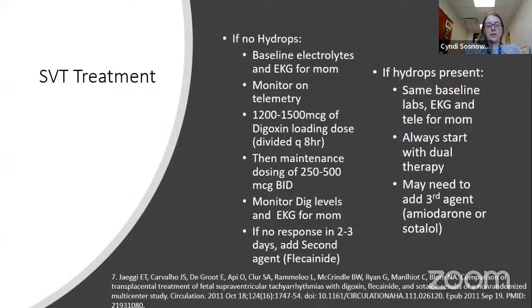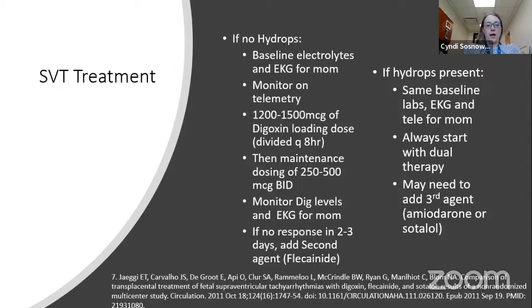When it comes to treating SVT, the difference is whether hydrops is present or not. But either way, once you diagnose SVT and you're going to treat, mom needs to be admitted inpatient because the medications we will be giving her can cause toxicity and arrhythmias, and we really need to keep a close eye on mom. Usually adult EP may be consulted for these patients as well. They have to be monitored on a telemetry floor. Most OB floors can do telemetry. If not, consider a floor that has telemetry, whether it's the cardiology floor or an ICU setting. And you get a baseline EKG and baseline electrolytes on mom.